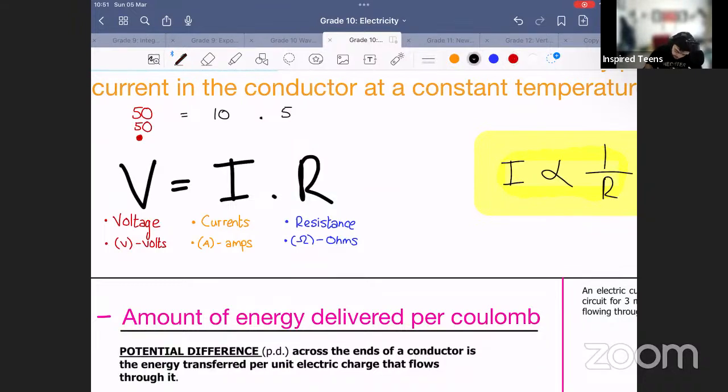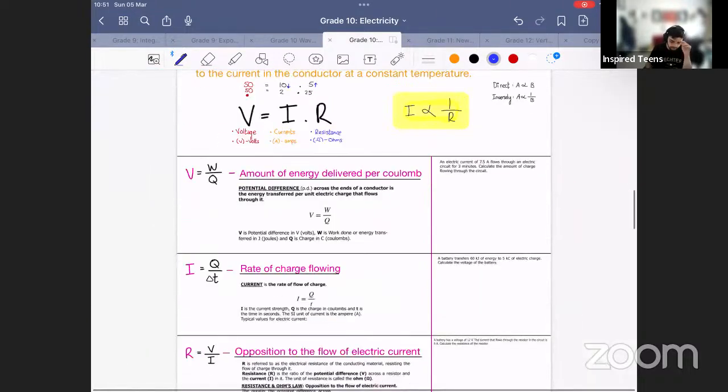So what happens when I decrease my current and make it 2? Resistance is going to have to increase to compensate in order to still get 50. It's going to have to become 25. So when I decrease my current, I have to increase the resistance. That's why those two are inversely proportional.